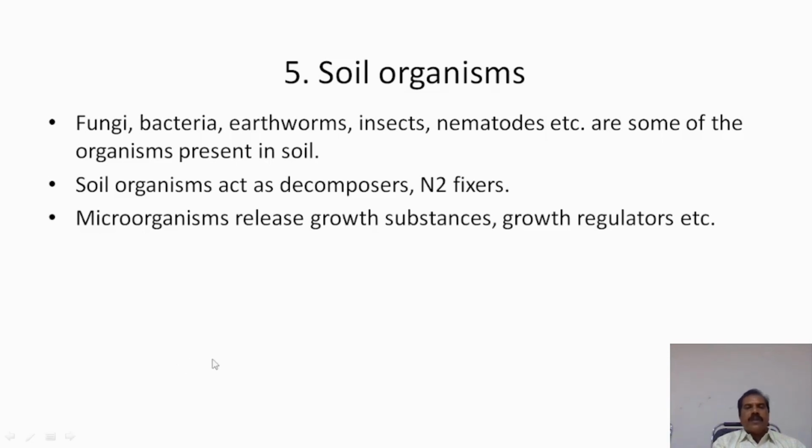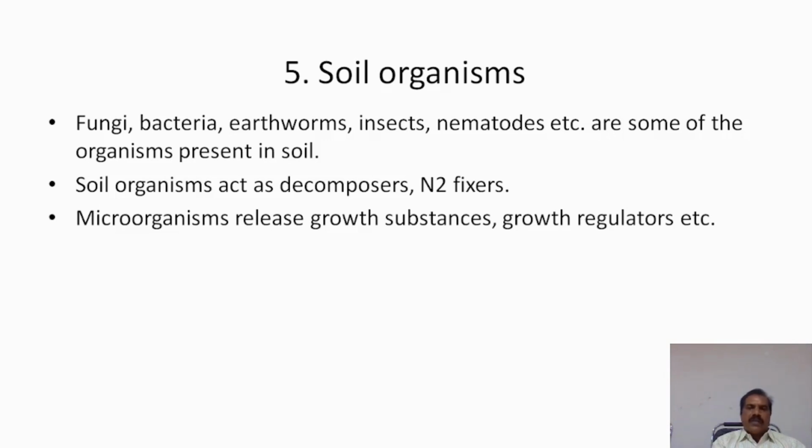Then coming to the fifth component, that is soil organisms. As I have already discussed, soil organisms are attracted towards the humus. Humus presence is essential for the presence of soil organisms. Fungi, bacteria, earthworms, insects, nematodes, etc. are some of the organisms present in soil.